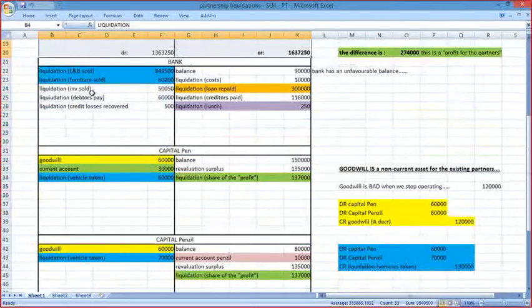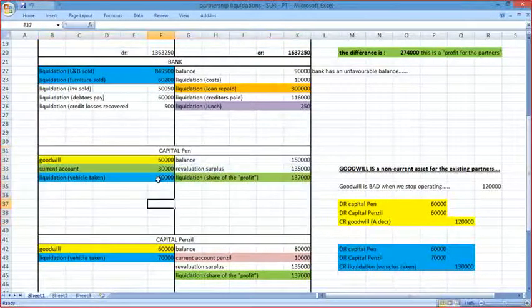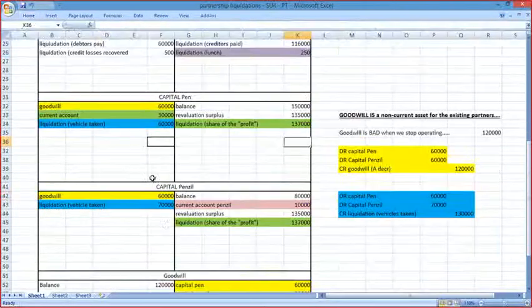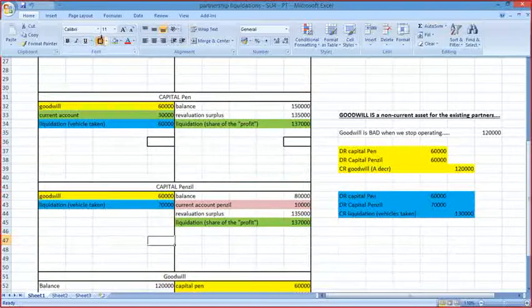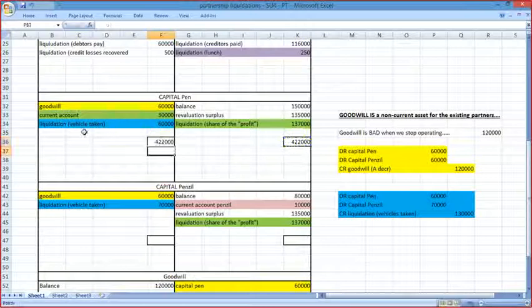Yes. Have I closed off bank? Not yet. Have I closed off capital? Not yet. So now I need to close off these accounts. Let me total up. Let's look at each side of the account. Sum up the credits. I get that. I want that on both sides. So the balance will be this amount less the goodwill, less the current, less the liquidation, gives me 272. So that's 272 as a balance on their account.